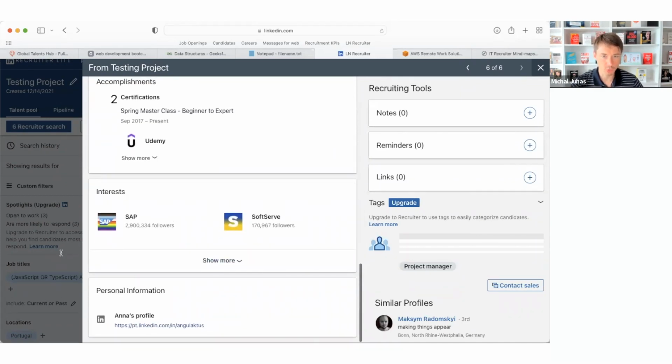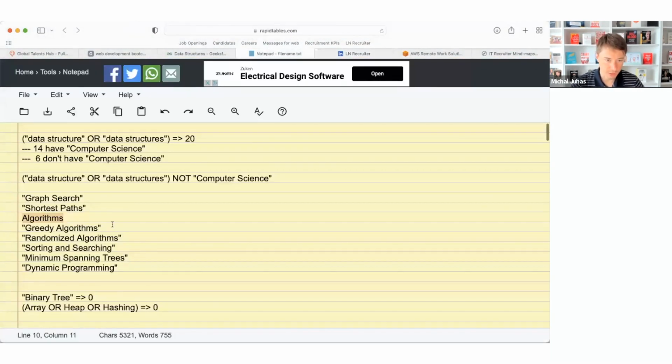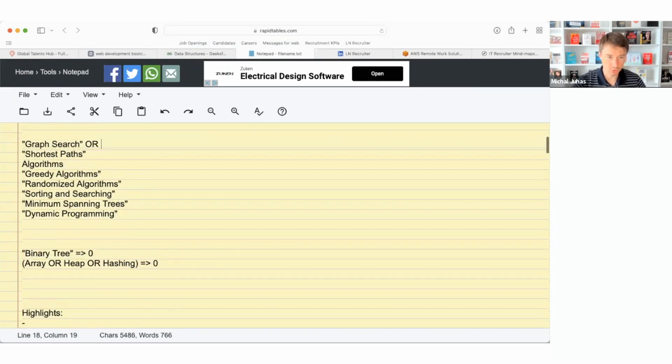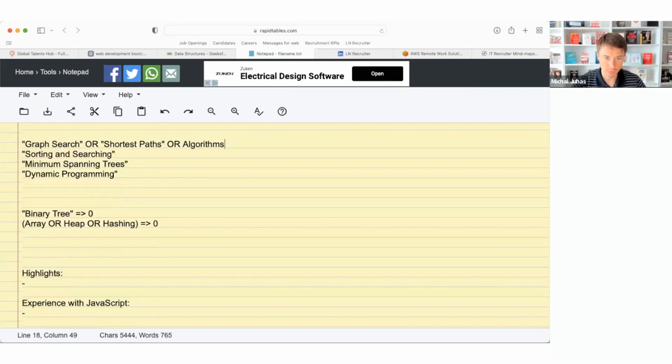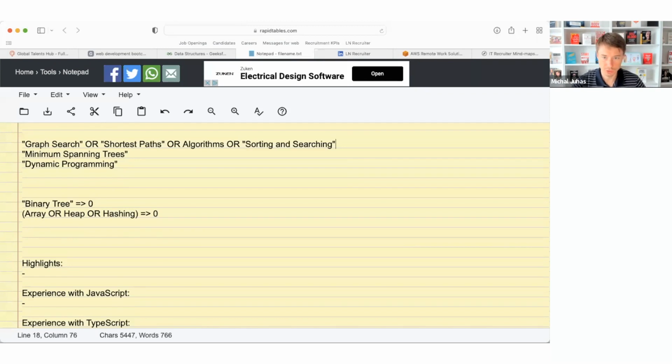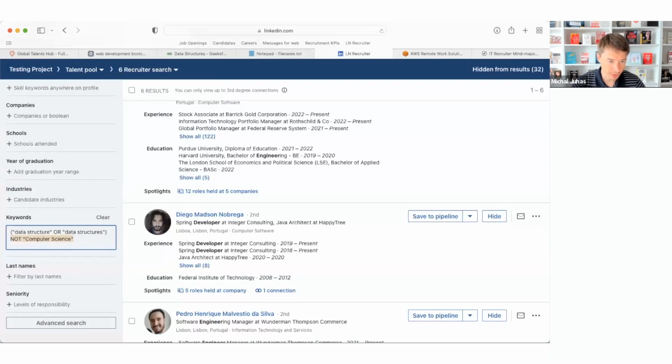Okay, so we went through all of them. We found some good keywords. So how about now we try those keywords in practice? So let's do it. Graph search. You know what? I'll do it like a Boolean search: or shortest path or algorithms. And then we can skip this, or sorting and searching, or this, or this, or this, or that. And let's see how many more profiles will we get. Hopefully at least some.